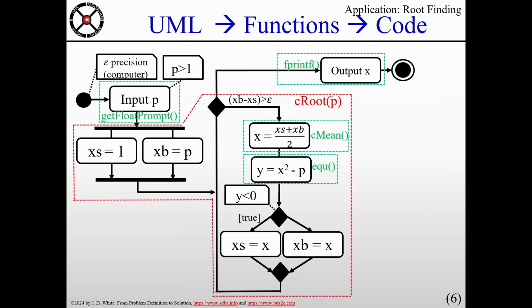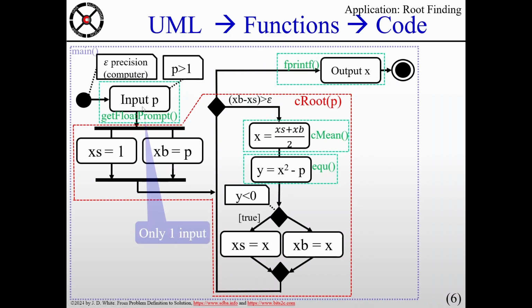But I'm going to create a new function, croot, to do all this work. Okay? So croot is going to do setting of these parameters. Croot is going to do the loop, the loop is going to be in croot. And so main, and there's only going to be one input. And so main is going to be the big program.